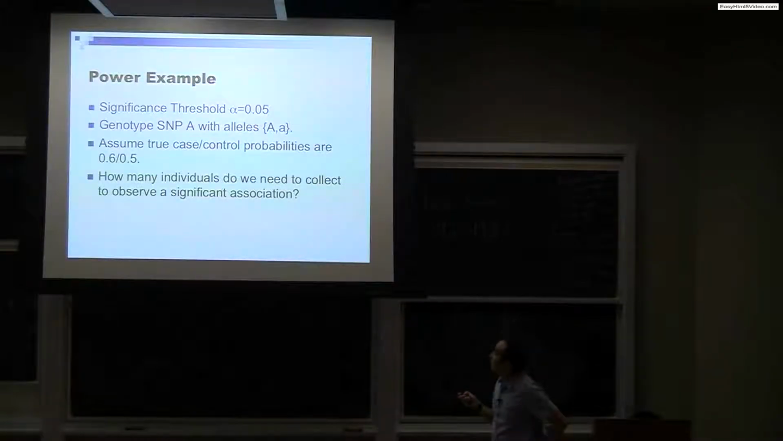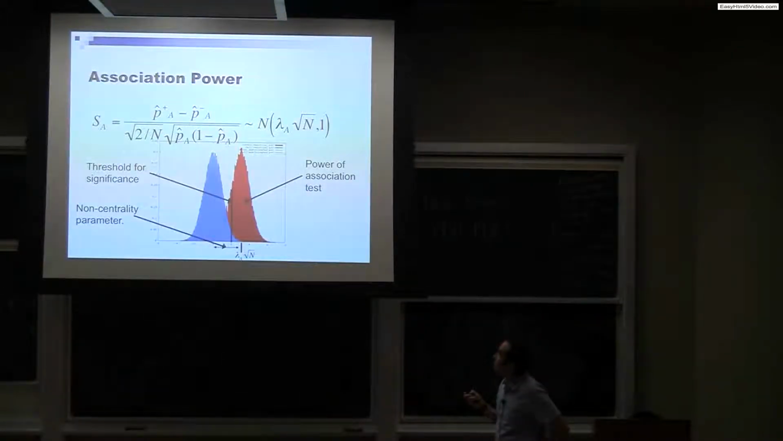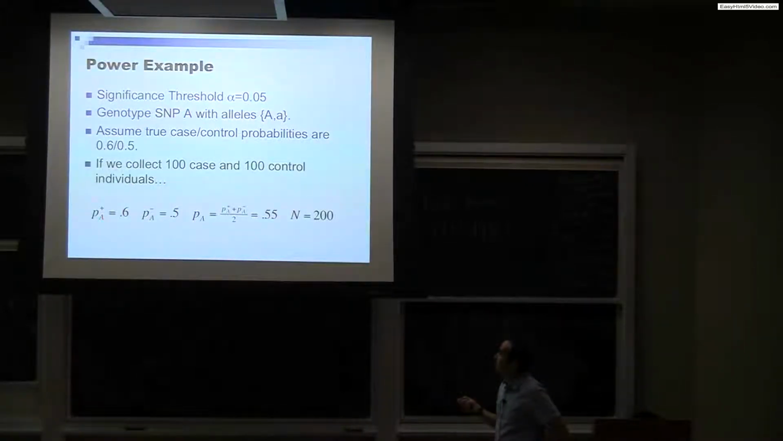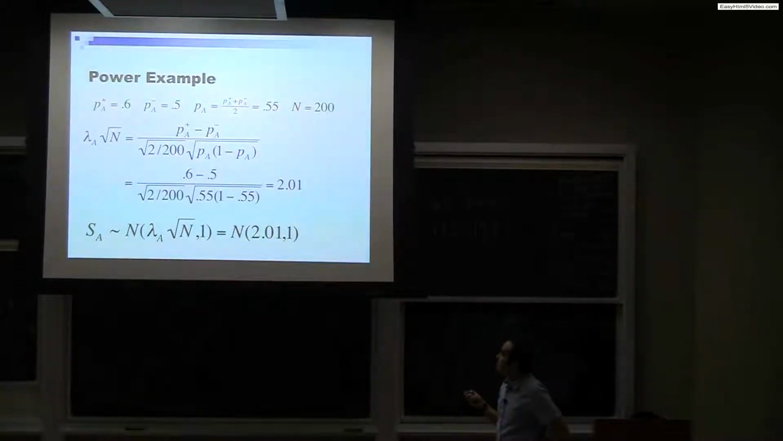Okay, so here's an example. Let's say we have frequency 0.05. These are the two SNP alleles. Let's say the true case and control frequencies are 0.6 and 0.5. The question is, how many individuals do we need to observe a significant association? Let's say we collect 100 cases and 100 control individuals. These are the frequencies, right? So then lambda times the square root of n is going to be equal to 2.01, right?